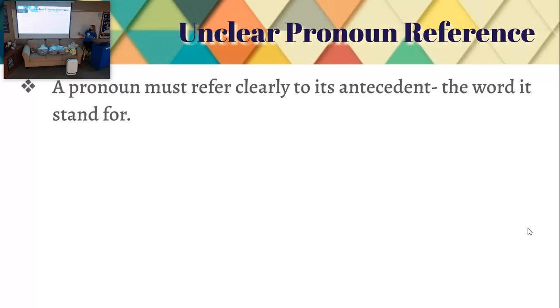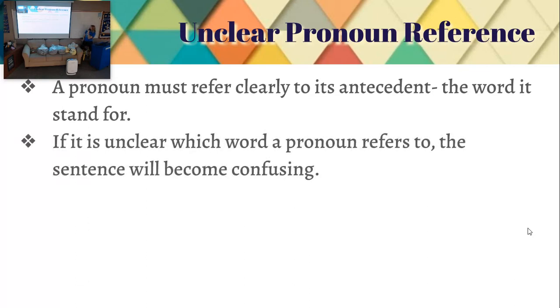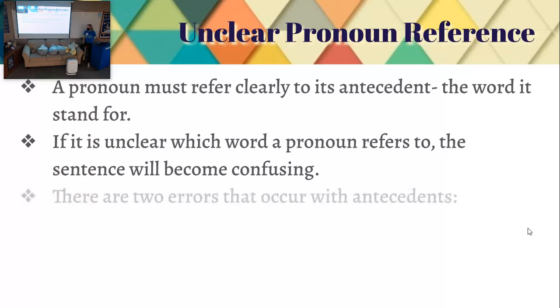A pronoun has to clearly refer to its antecedent. And we were just talking about that when we were talking pronoun antecedent, right? Antecedent is just a fancy way of saying the word the pronoun refers to earlier in the sentence. If the reference is unclear, so it's unclear what an antecedent is referring to, the sentence becomes really confusing for the reader. Even if it makes sense to you, somebody else reading it might not understand.